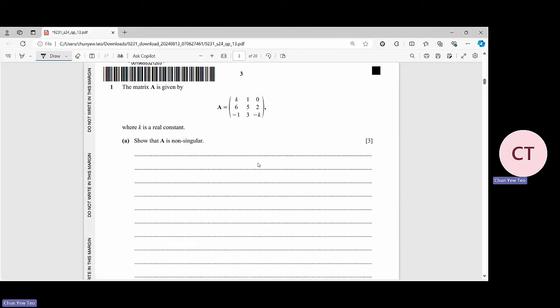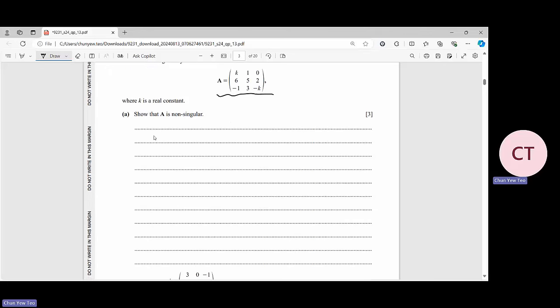The matrix A is given as follows, where k is a real constant. Show that A is non-singular. So to show that A is non-singular, we just need to find the determinant of the matrix and show that the determinant is not equal to 0.